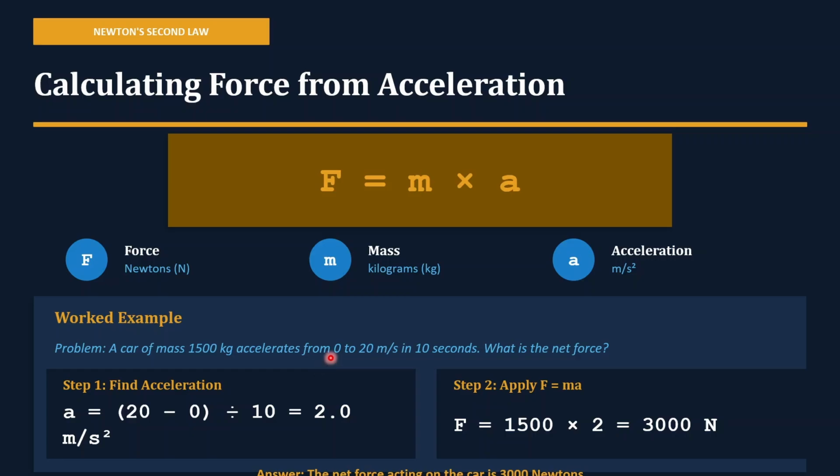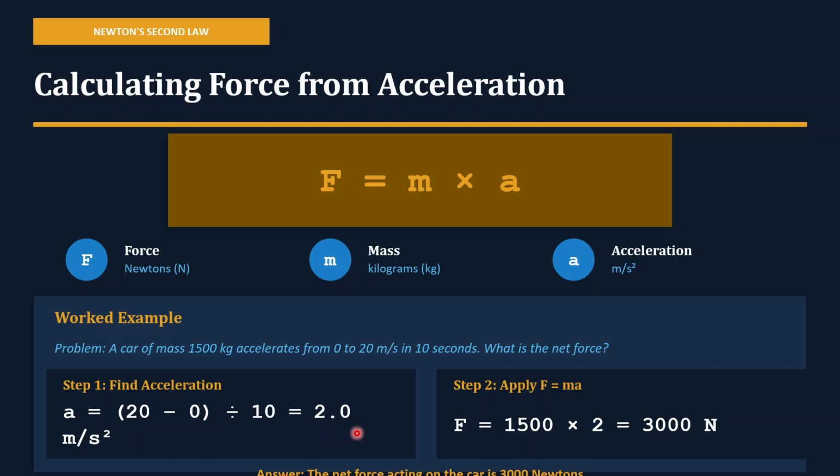In this question, the initial velocity, u, is 0. The final velocity, v, is 20, and the time is 10 seconds. So we find the calculation here. Acceleration is equal to 20 minus 0 divided by 10. When you put that in your calculator, you get 2.0 meters per second squared.